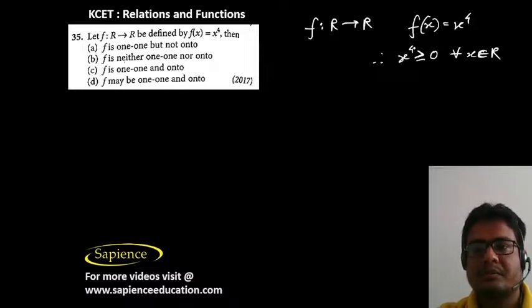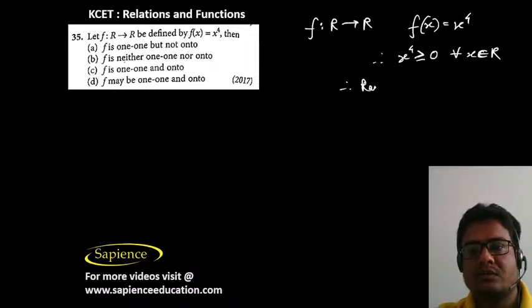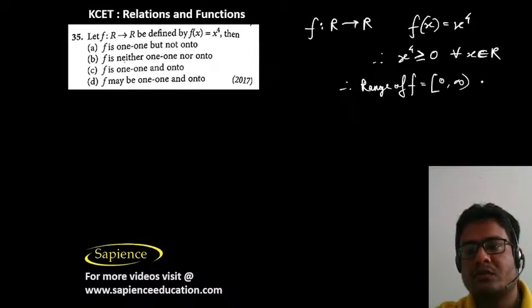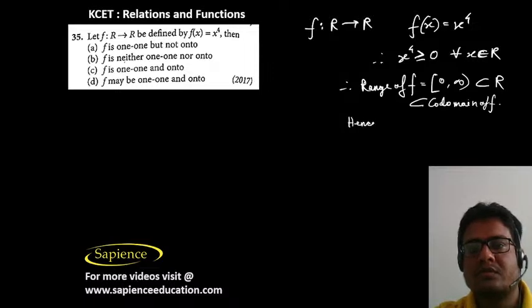Since it is a square number, it will be a square of something, since we can write it as (x squared) squared. So it will always be positive or 0. Therefore the range of the function f is from 0 to infinity, which is obviously a subset of R. So the range is a subset of the codomain of the function f. Hence the function f is not onto.